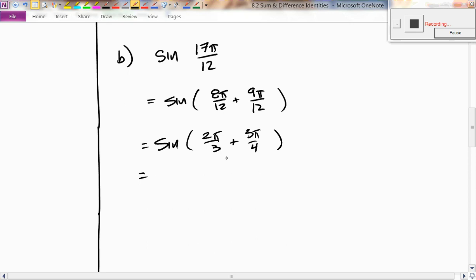This is the sine of two things being added together. So that's going to be the sine of 2 pi over 3 times the cosine of 3 pi over 4, plus or minus? Plus, because it's a sine. Sine has to match the sine. The sine of 3 pi over 4 times the cosine of 2 pi over 3.